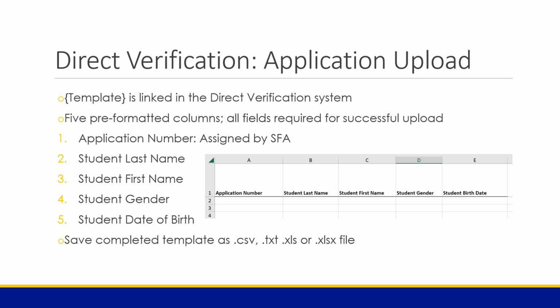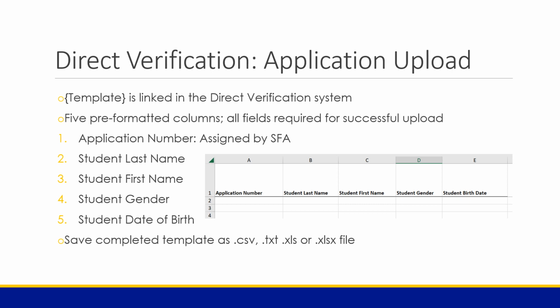Completing the direct verification application upload requires completing the template that's available from the direct verification system. The template provides 5 pre-formatted columns with all of the fields required for a successful upload to identify verified students. The application number is one that is not determined by NDE. It can be a coding configuration that each individual school food authority identifies works for them. You'll also provide the student's last name, their first name, their gender, identified by a single letter M or F, and finally their date of birth, separated by slashes between the month, the day, and the year.